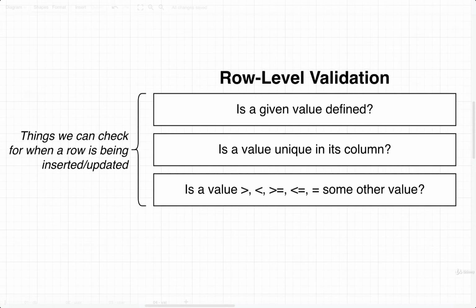We're going to take a look at 3 different forms of row-level validation. The term here, row level, means that we are trying to validate a row, or the information inside of a row, whenever it is being inserted or updated in a table.